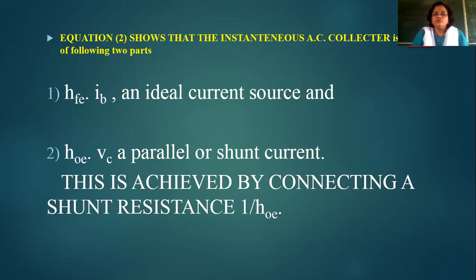Then equation 2 shows that the instantaneous AC collector current is made of the following two parts: HFE into IB, an ideal current source, and HOE into VC, a parallel or shunt current. This is achieved by connecting a shunt resistance of 1 upon HOE.